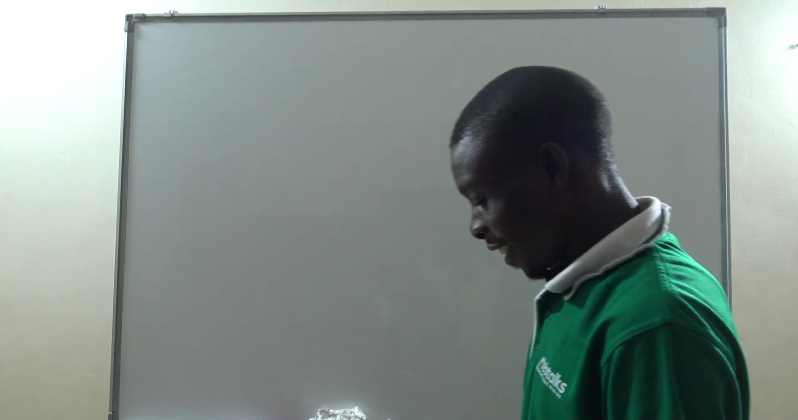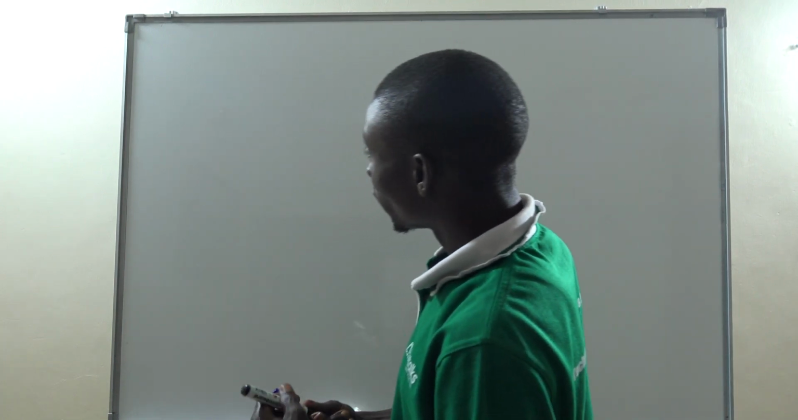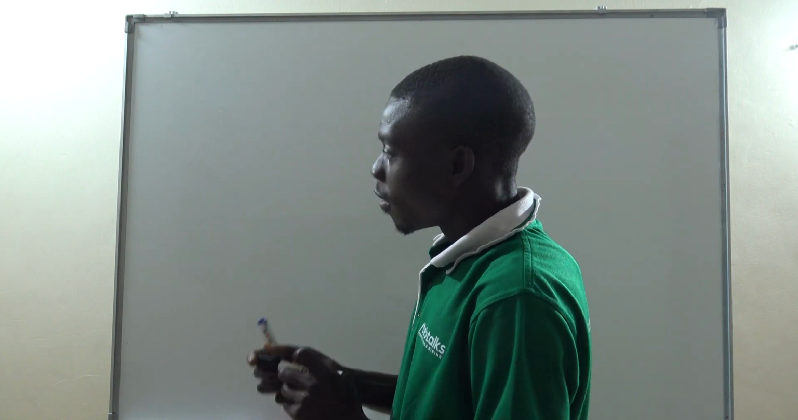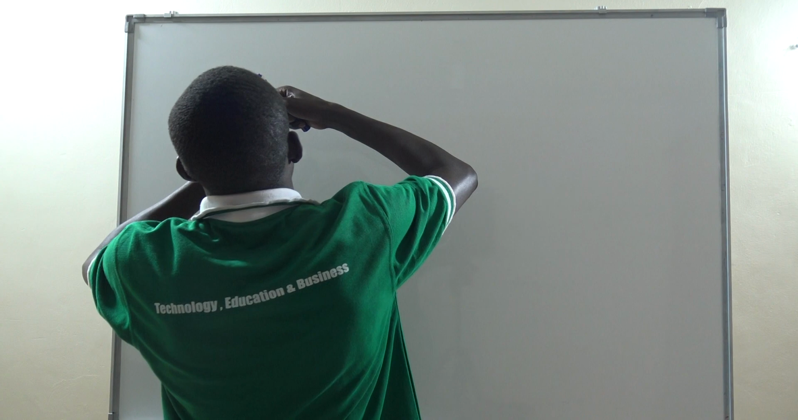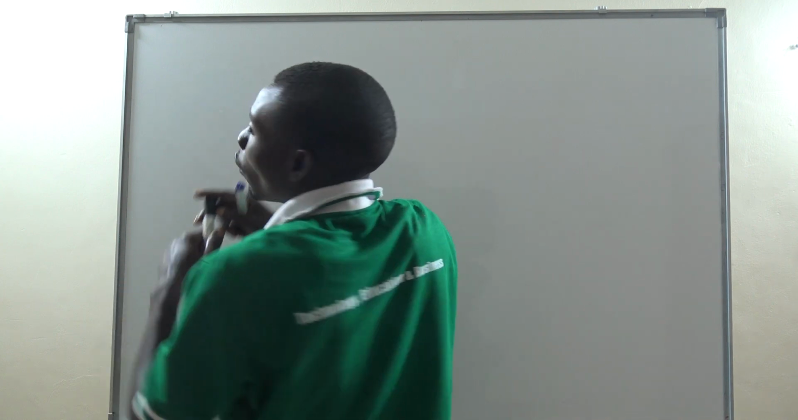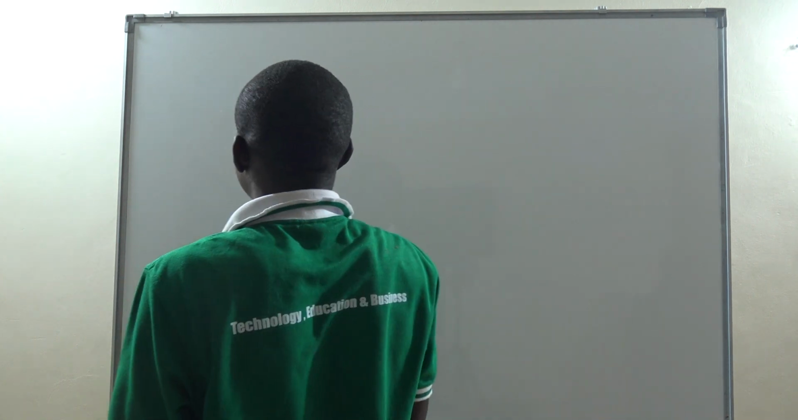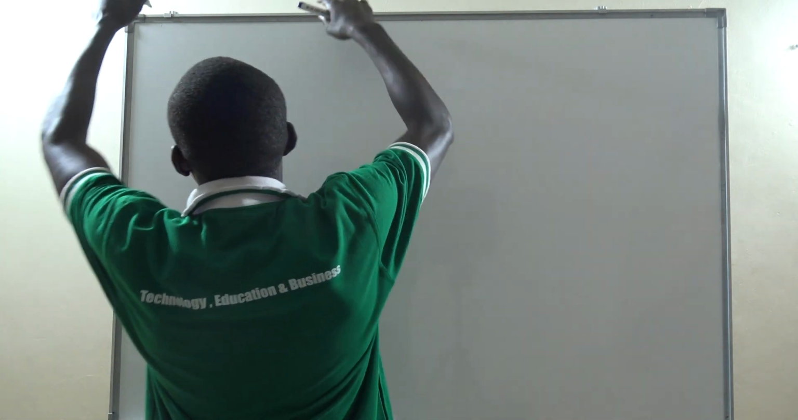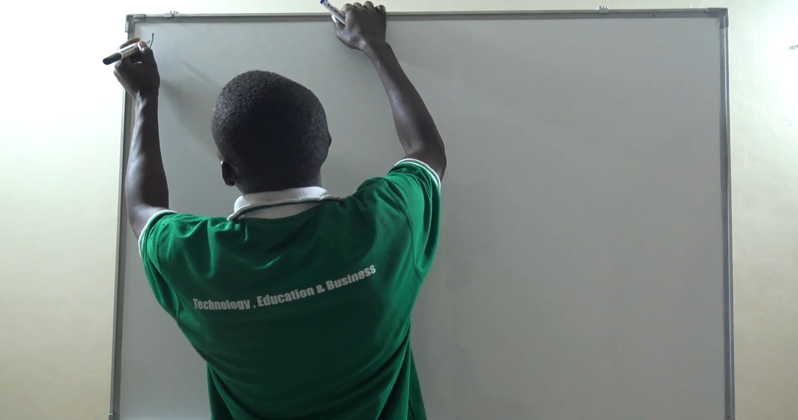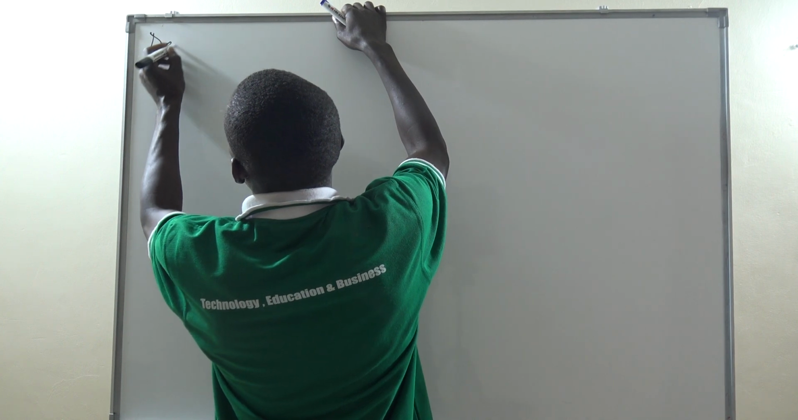TechTalk.com. We are still continuing with our physics paper 2, and we had looked at something like refractive index of a liquid using real and apparent depths.